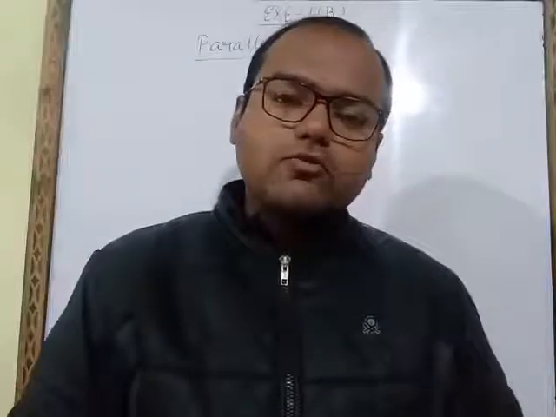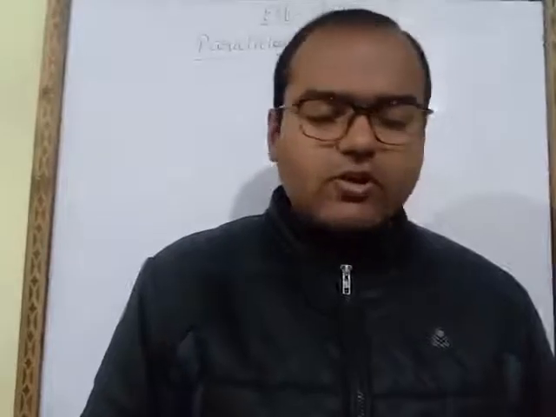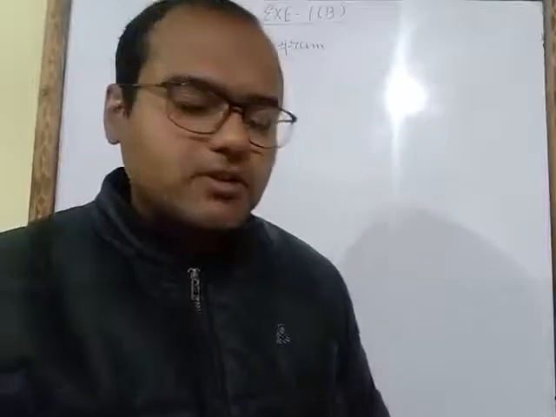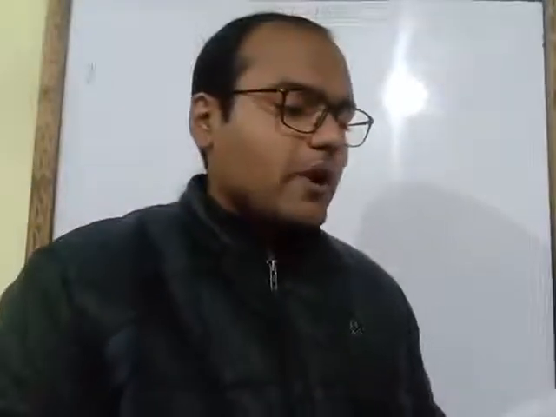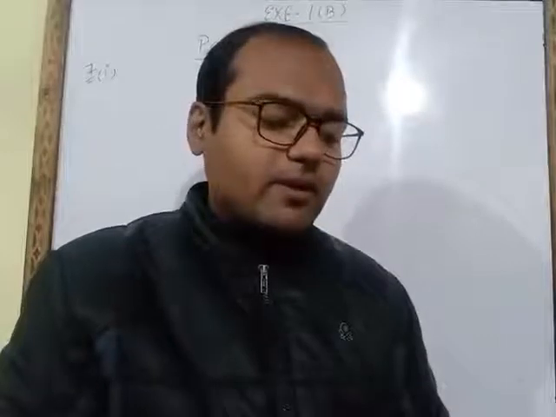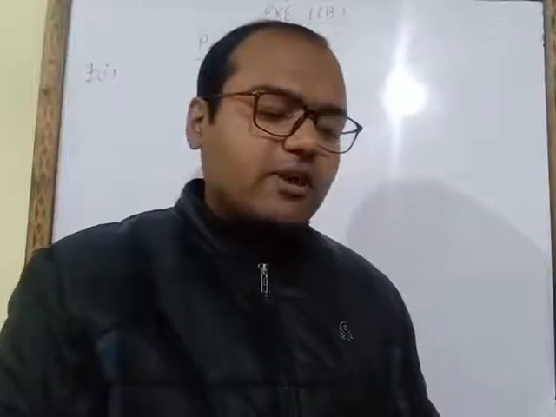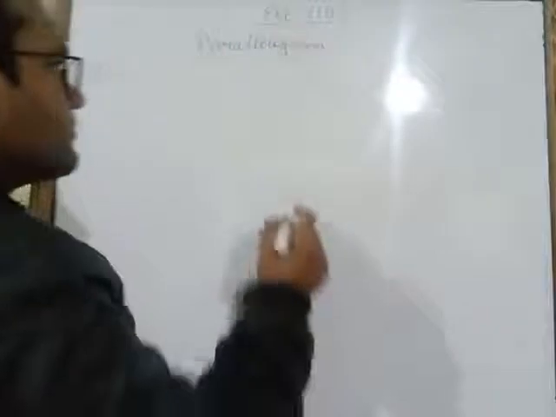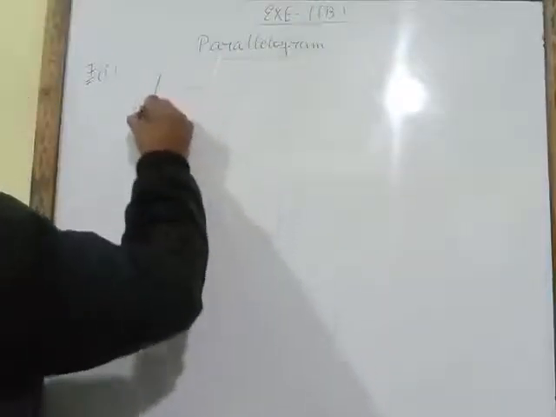So now we will do some questions based on parallelograms. The first 6 questions you have to do by yourself. These are true, false and fill in the blanks. So we will start with question number 7. Question number 7, first part: if one of the angles of a parallelogram measures 75 degrees, one angle of the parallelogram is given as 75 degrees. First of all we will draw one figure, we will make a parallelogram figure.